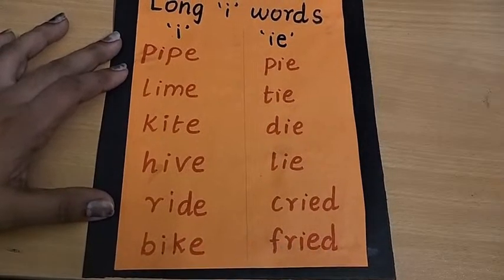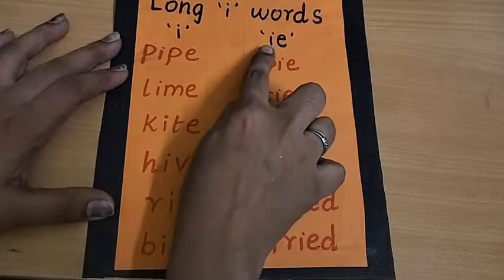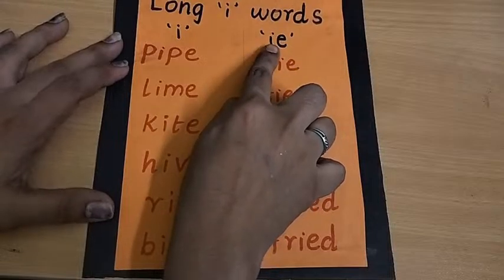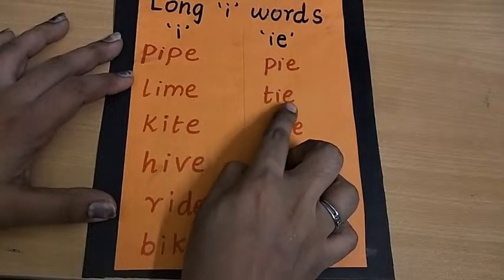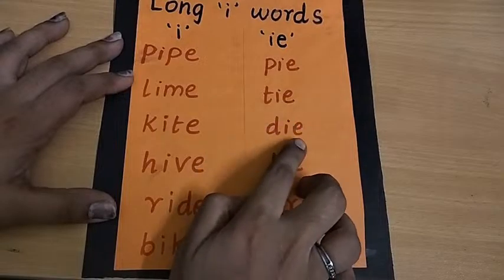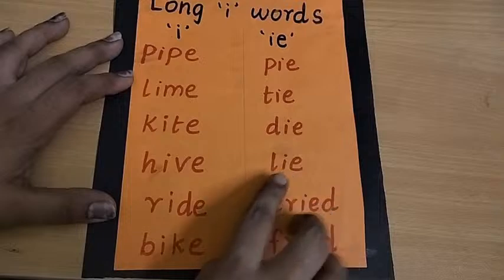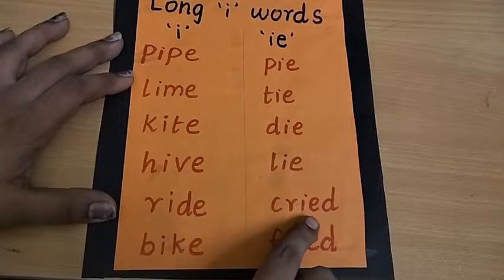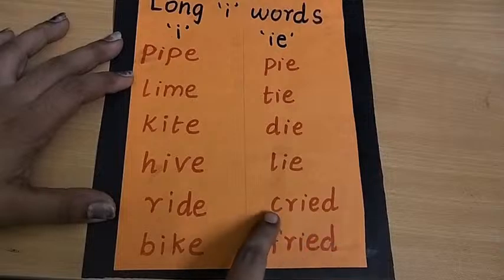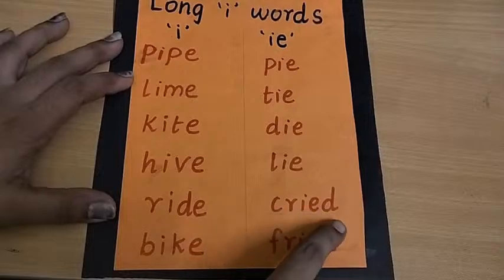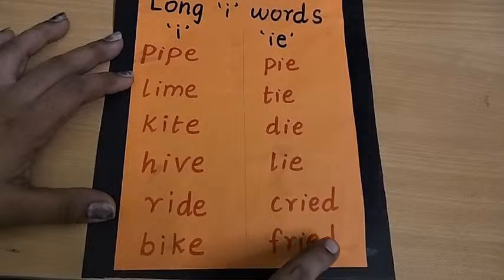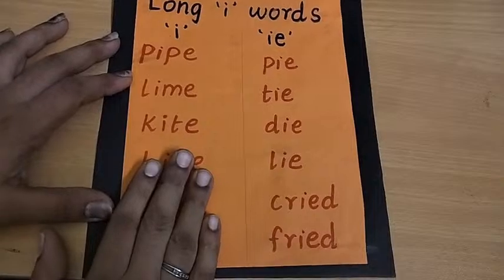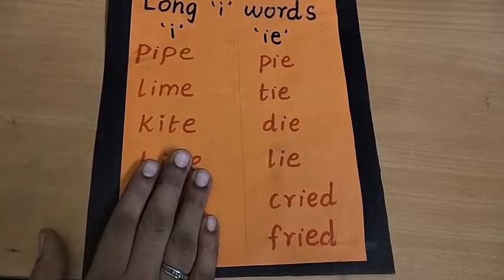So once again I'll repeat all these words. If you have I E, you have to take the actual sound of the first vowel. P I, pie. T I, tie. D I, die. L I, lie. K R I D, cried. F R I D, fried. So this is the way you have to read the long I vowel words.